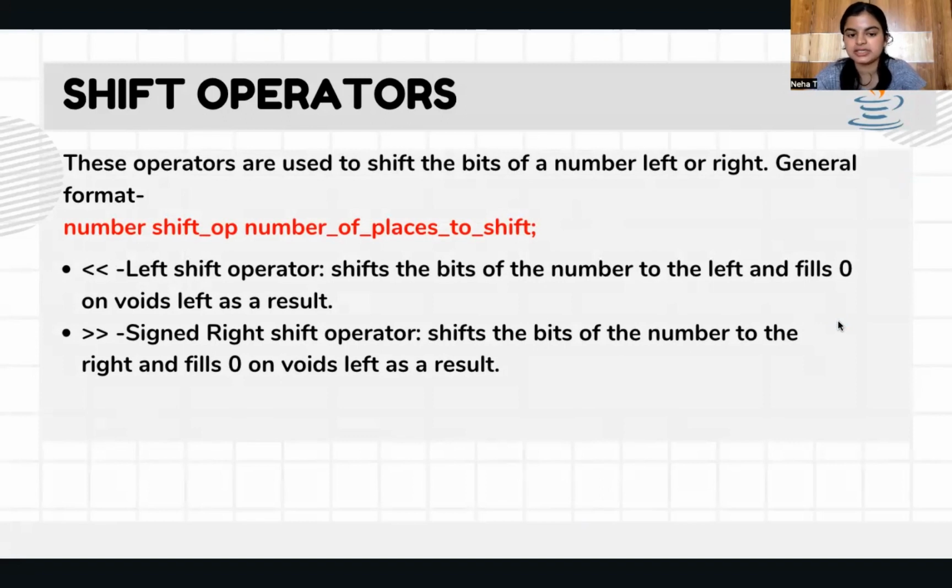We have left shift and right shift. Left shift shifts the bits of the number to the left and fills 0 on the voids left as a result. Right shift operator shifts the bits of the number to the right and fills zeros on the voids left as a result. So we'll see this with an example, then you'll understand more easily.